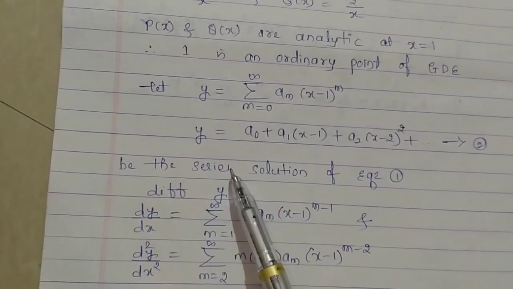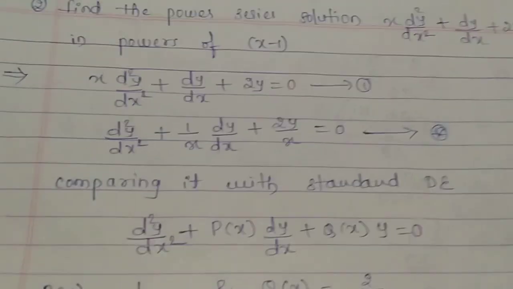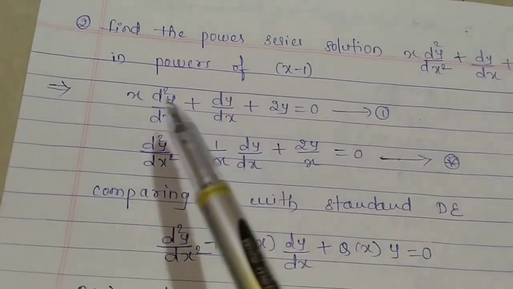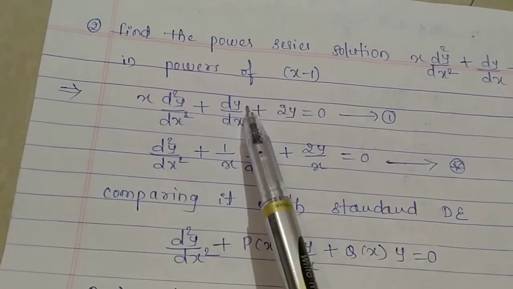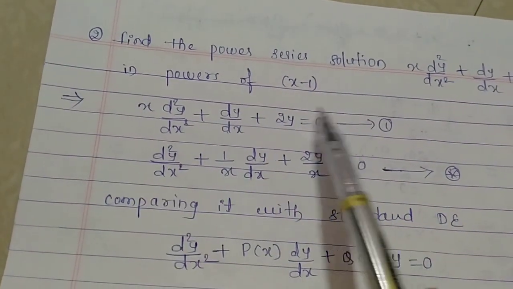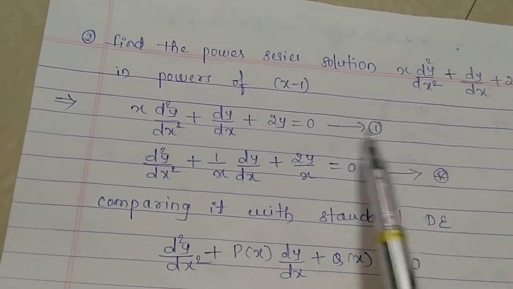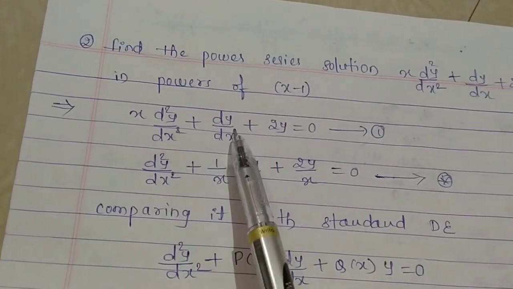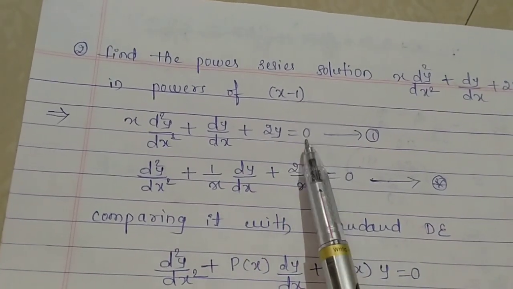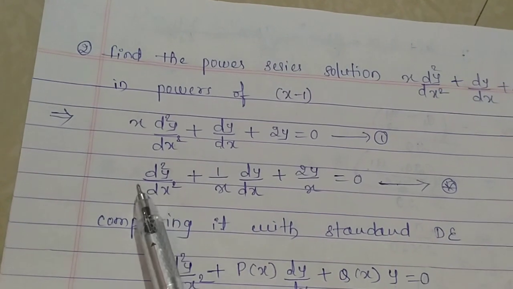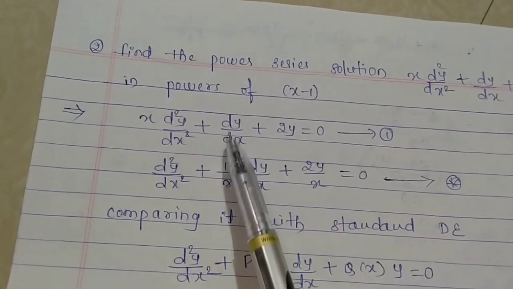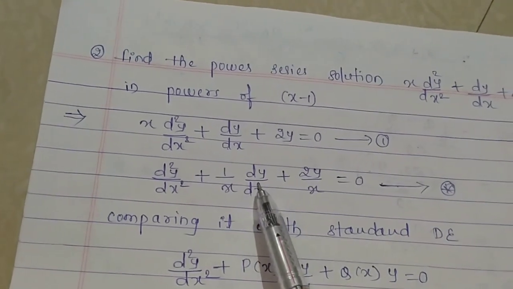Now I have to find out the various values like d square y upon dx square and dy upon dx, to substitute in the original equation. Remember, we have to substitute d square y upon dx square, dy upon dx and y values in our original equation, but not in the standard form equation. Okay, so we have to substitute in this, not in this.